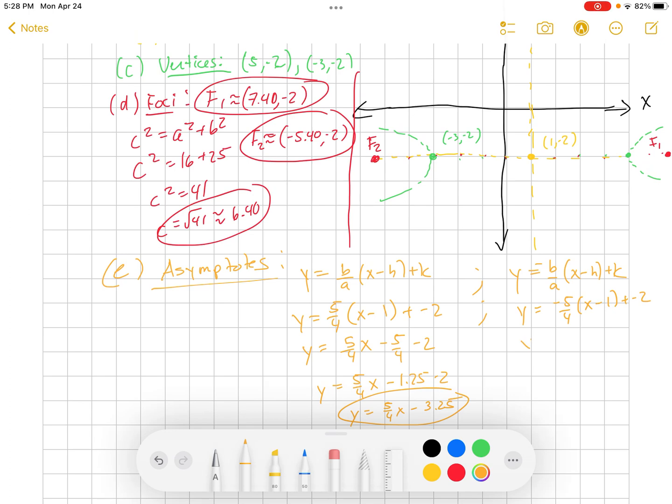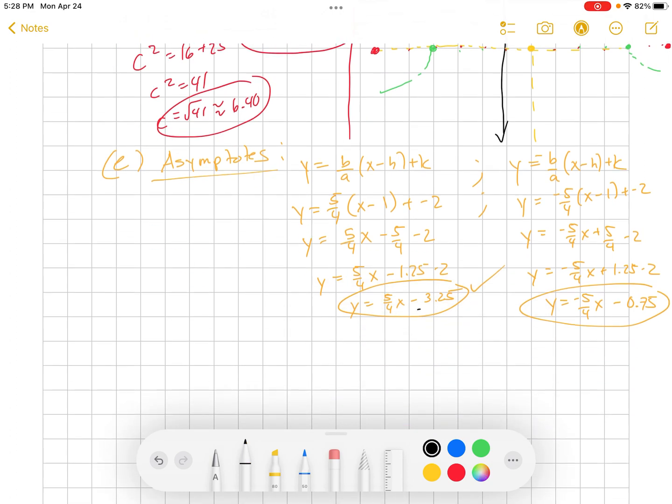Now for the other asymptote, we got y equals minus 5 over 4 times (x minus 1), plus negative 2. Which is y equals minus 5 fourths x plus 5 fourths, minus 2. So 5 fourths, that's 1.25, minus 2. So we're going to have y equals minus 5 fourths x minus 0.75.